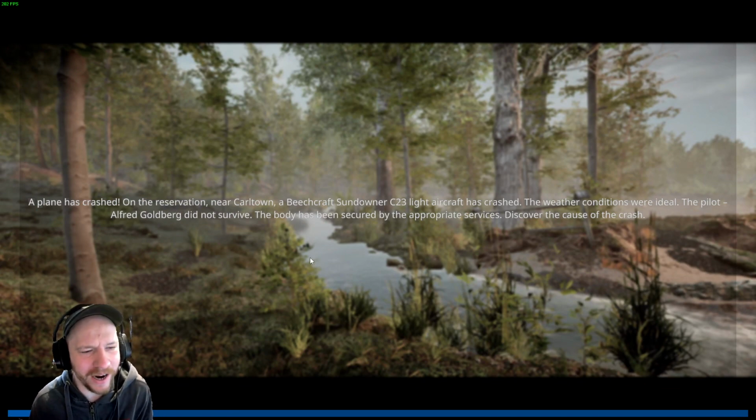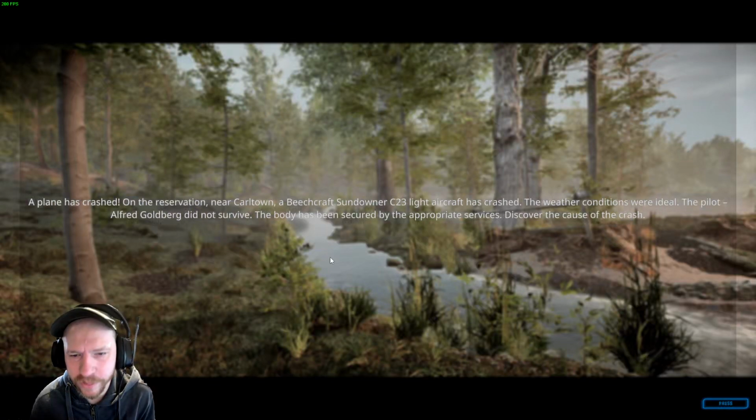A plane has crashed on the reservation near Carltown. A Beechcraft Sundowner C-23 light aircraft has crashed. The weather conditions were ideal. The pilot, Alfred Goldberg, did not survive. The body has been secured by the appropriate services. Discover the cause of the crash.